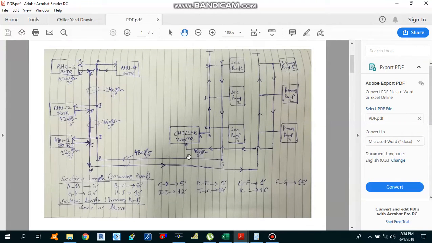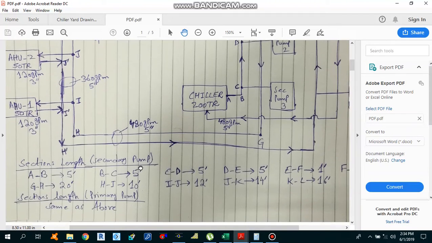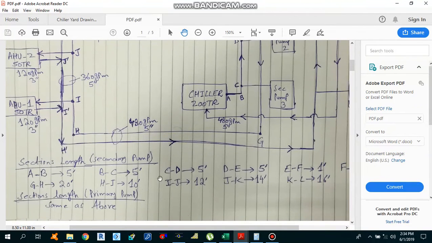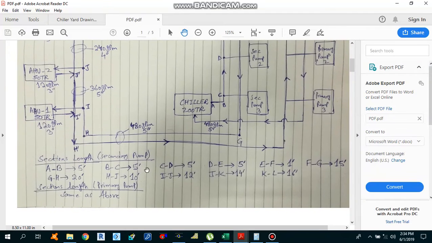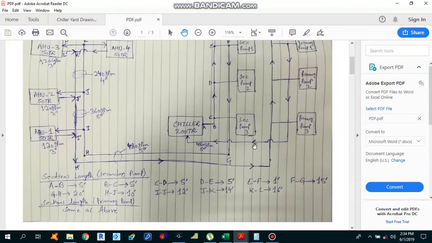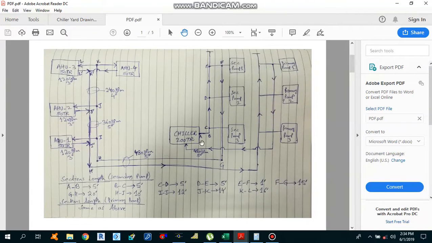As you can see, we have divided this piping into different sections from A to B, B to C, C to D, and then F, G, H, I, J, K and L, up till L. And you can see the section lengths for the secondary chilled water pump over here: A to B 5 feet, B to C 5 feet, and so on up to K to L, that is 16 feet. We have divided this piping into different sections to calculate the pump head.